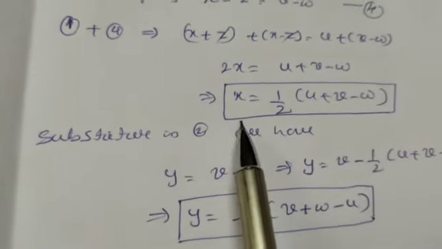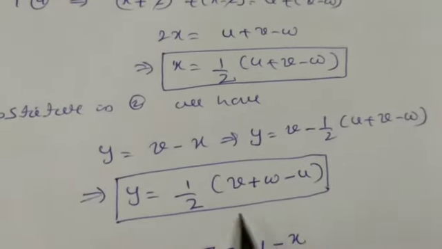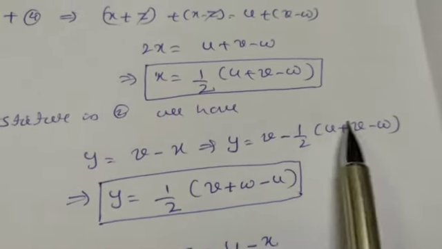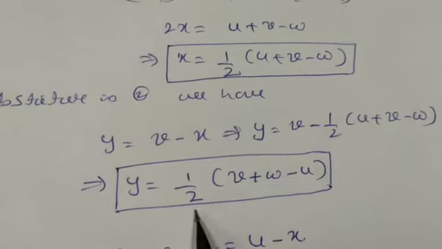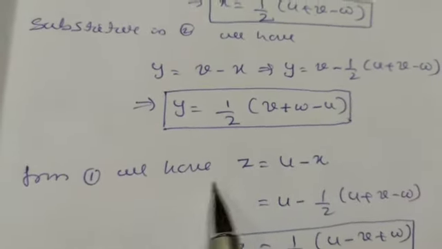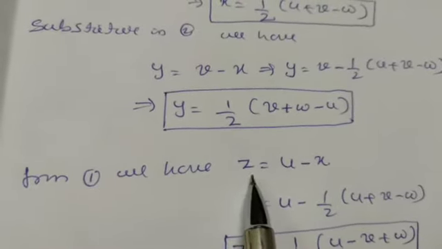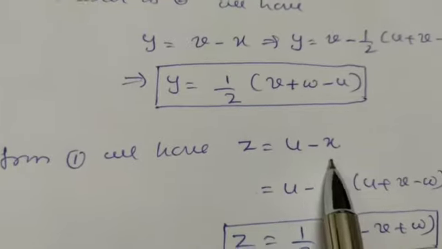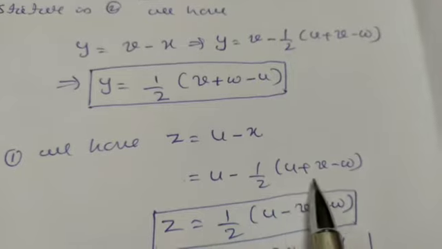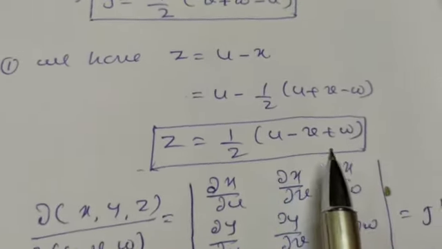Now substitute this value of x in any equation. Let us substitute in equation 2. So equation 2 implies 2y equals v minus x. Substitute the value of x and simplify this, you will get y equals 1/2 into (v plus w minus u). Now from equation 1 we have x plus z equals u. This implies z equals u minus x. Substitute the value of x here, you will get u minus 1/2 into (u plus v minus w). Simplify this, you will get 1/2 into (u minus v plus w).